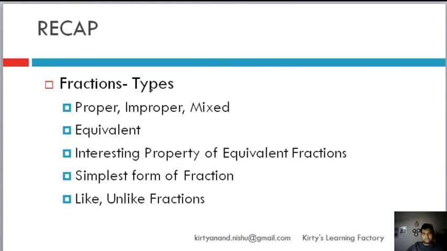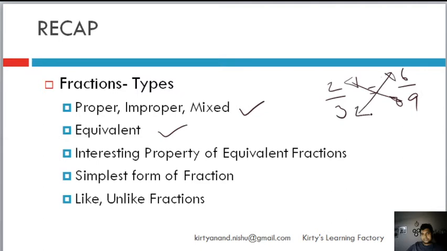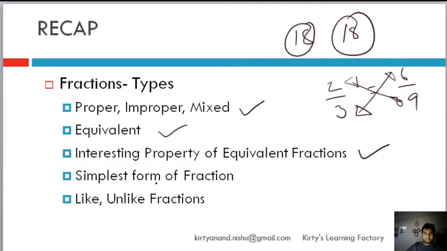In the last video we learned about different types of fractions: proper, improper, mixed. What are equivalent fractions? We also learnt an interesting property of equivalent fractions. Let me quickly do it. 2 by 3 is equal to, let's say, 6 by 9. If we multiply 9 and 2 and if we multiply 6 and 3, so basically opposite numerator and denominator, the value will always be the same. 6 into 3 is 18 and 9 into 2 is also 18. So that's an important property. I thought let me revise it again.